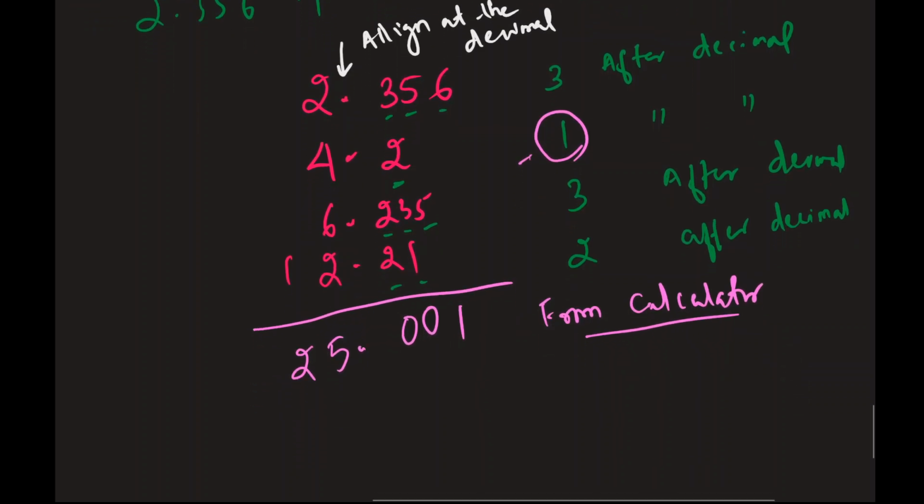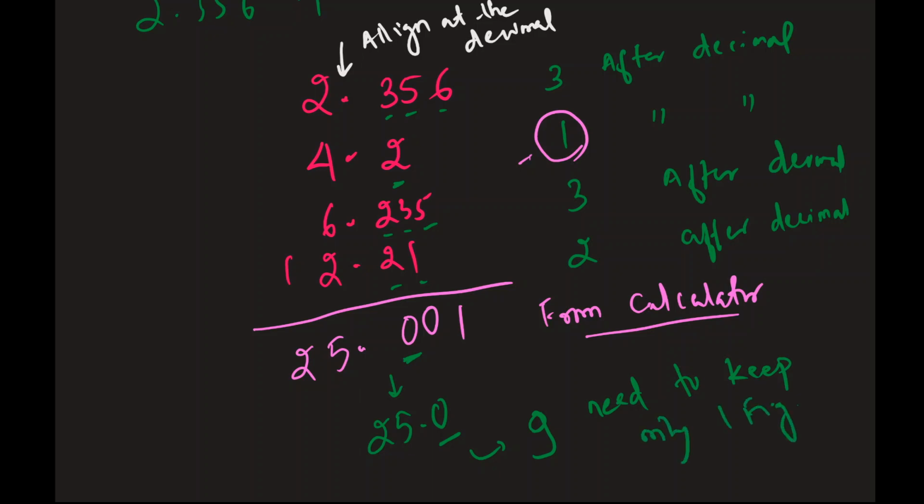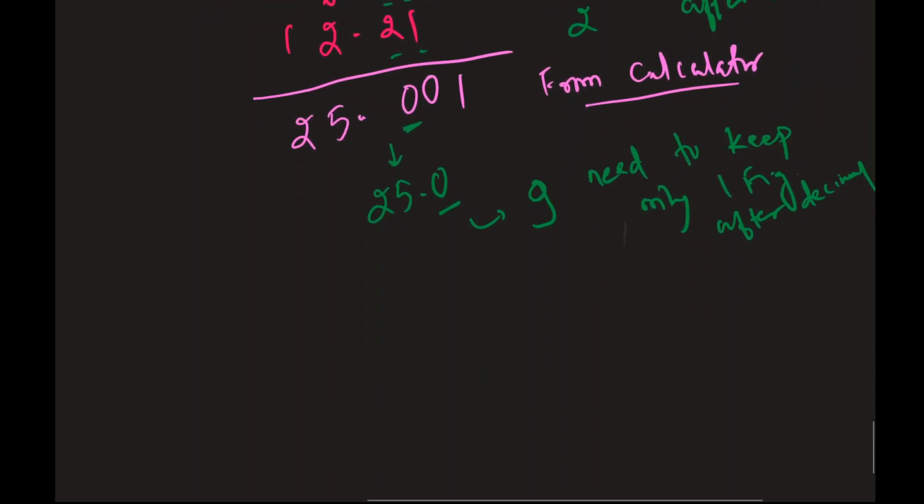So the correct answer would be, I have to keep only one decimal, one sig fig after the decimal. So the correct answer would be 25.0, because I need to keep only one figure after the decimal. Good. Okay, let's do another example.